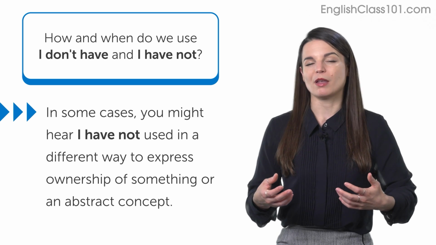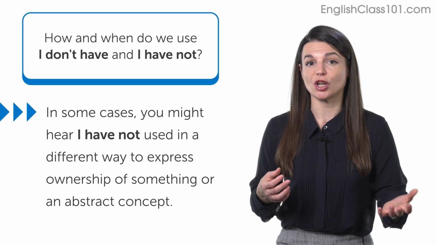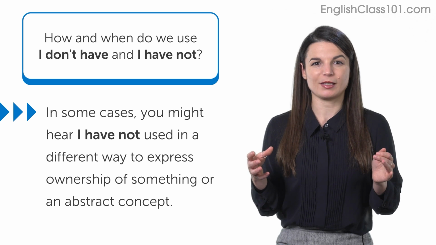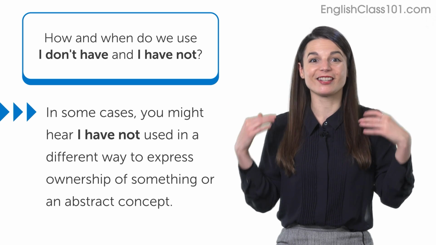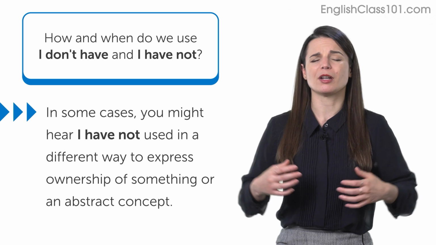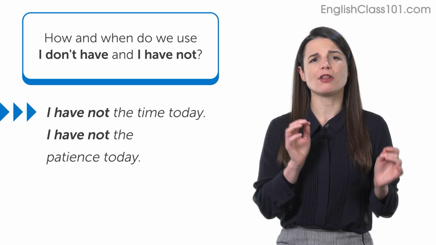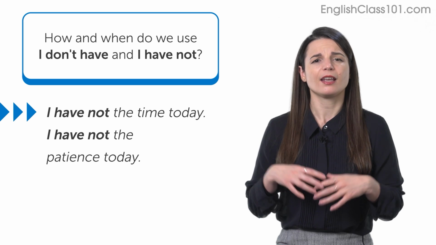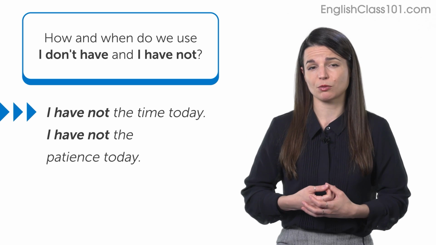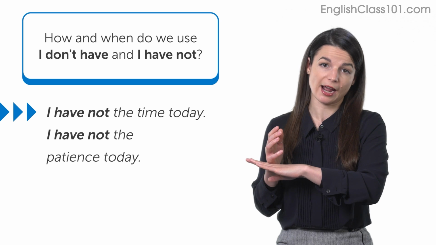So for example, maybe you're watching a movie or a TV show and the setting of that show takes place like, I don't know, a few hundred years ago, for example. And maybe one of the characters says something like, I have not the time today, or I have not the patience, or something like that. This is a very old English way of expressing I do not have something.